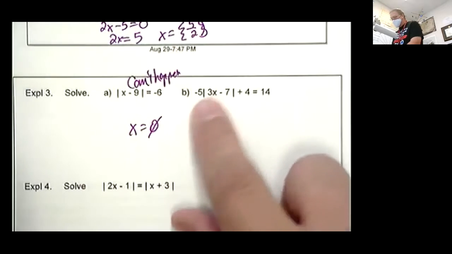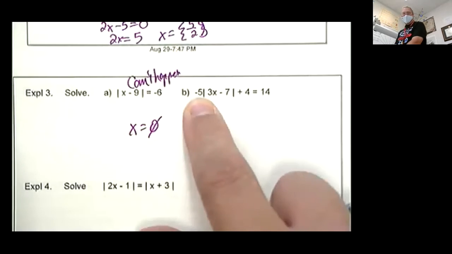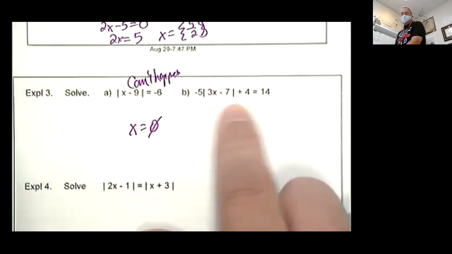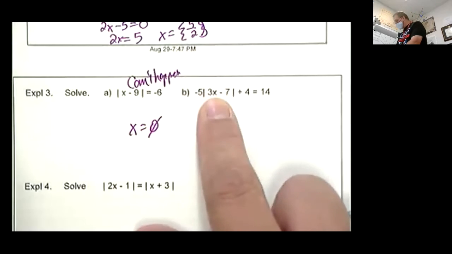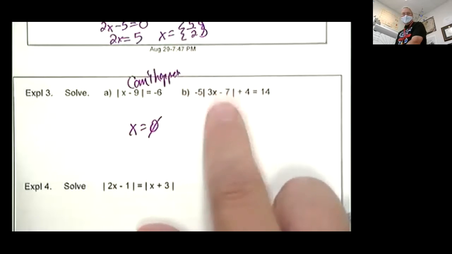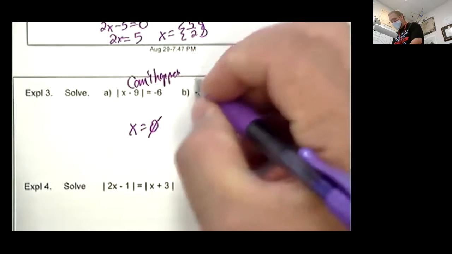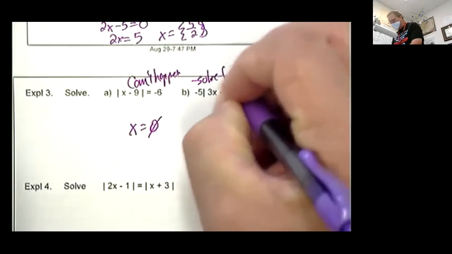Letter B. Here we have algebraic stuff outside of the absolute value bars. So before we write our absolute value equation, we need to solve for the absolute value bars.